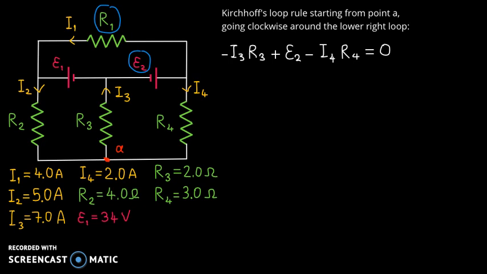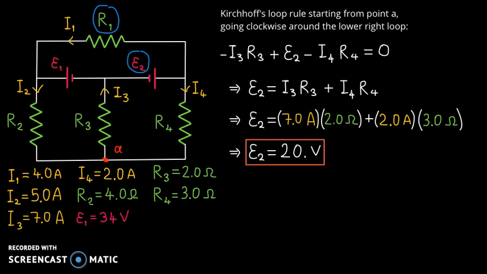and at the bottom branch I go from right to left. Now there's no more circuit elements until I get back to point A, so that's the end of my loop. I set this equal to 0. When we isolate EMF2 and substitute the numerical values, we get EMF2 equals 20 volts.